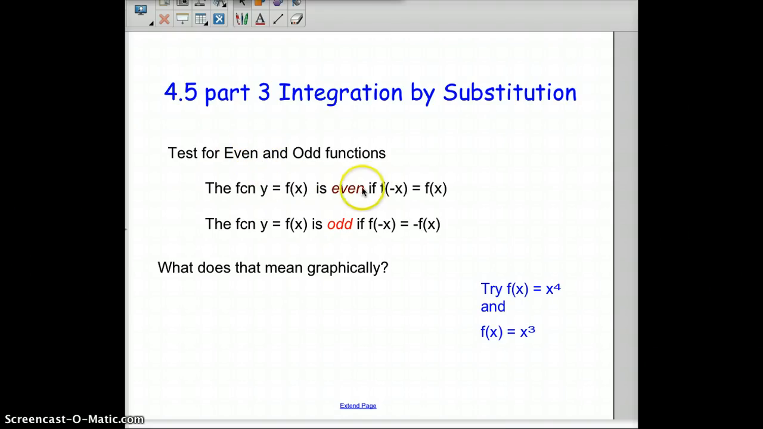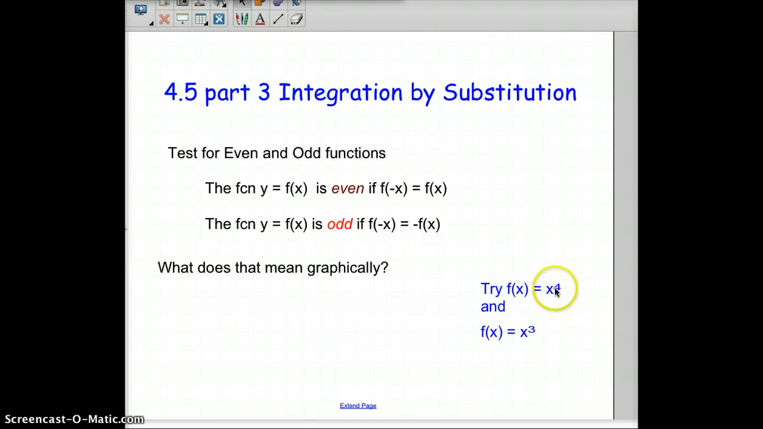A function is even if, when you plug negative x into the function and you simplify it, you end up with the original function. A function is odd if you plug negative x into the function and you end up with the exact opposite of the original function.